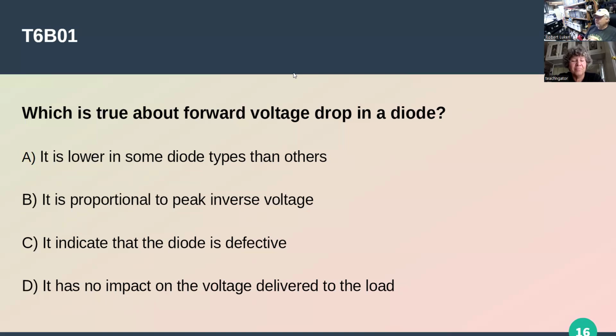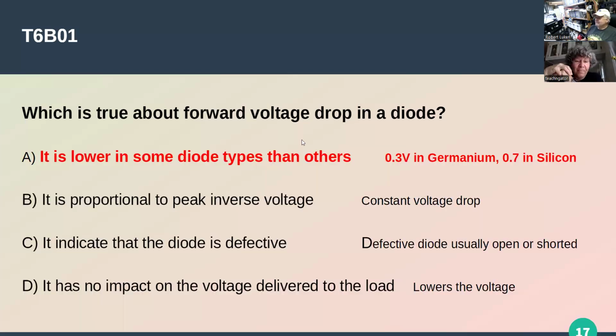Which is true about forward voltage drop in a diode? It's kind of a tricky one, but just read the answers. Well, it's either Alpha or Bravo, I think. Which one do you want to go with? I'll go with Alpha. 50-50. Very good. It's 0.3 in germanium and 0.7 in silicon. And it's also different numbers in other materials.